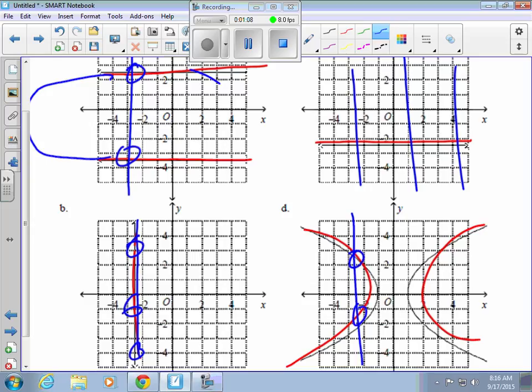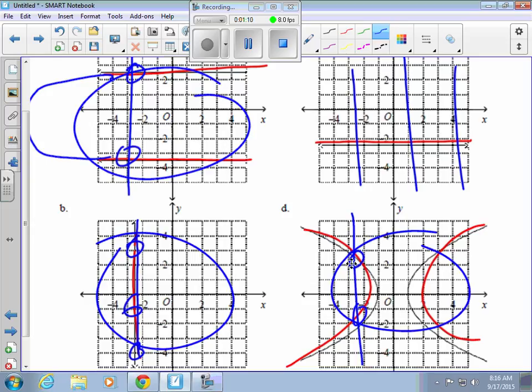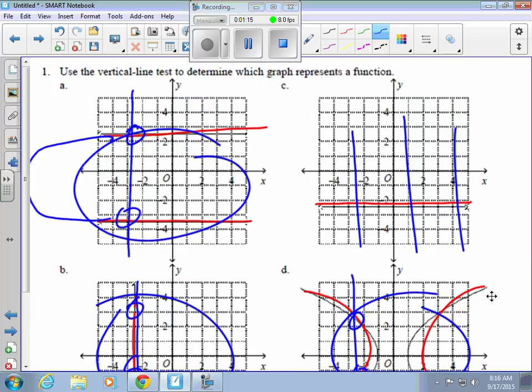So all three of these, this one, and this one, all fail the vertical line test. Remember, it can only hit the vertical line one time. So the only one that's acceptable is C.